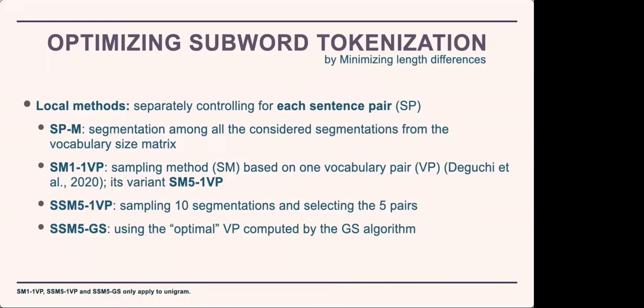For SM1-1VP, we first collect the 10 most likely segmentations for each language using the unigram algorithm. We then select the highest probability candidate on both sides and consider the longer of the two as the anchor segmentation. We pair this segmentation with the one in the other language that is closest in length and maximally likely. We also consider the case SM5-1VP where we include the top 5 highest probabilities instead of the highest one, the last step for the training data.